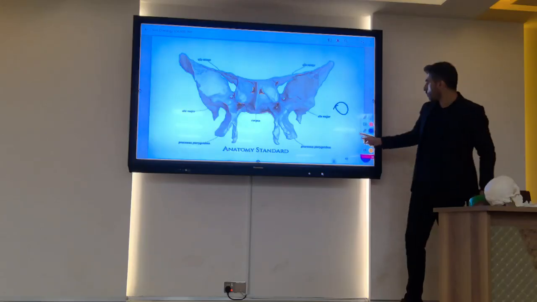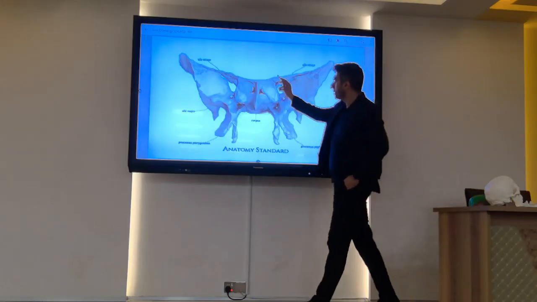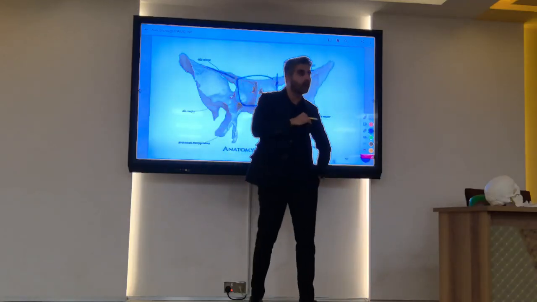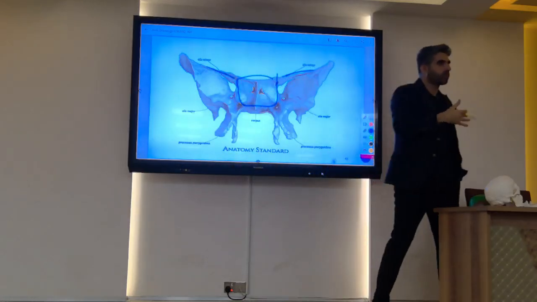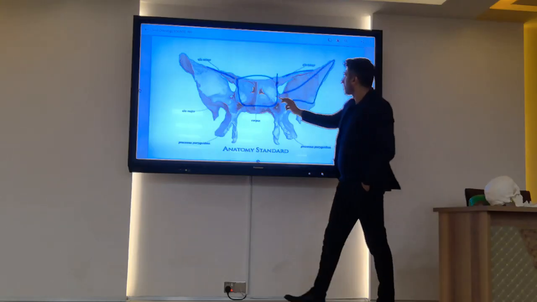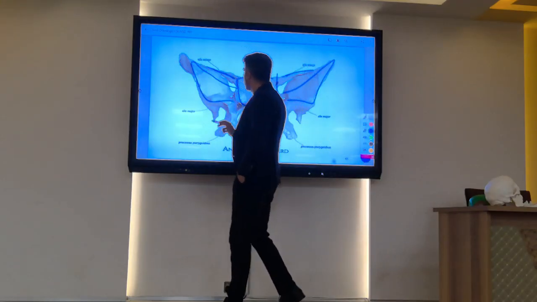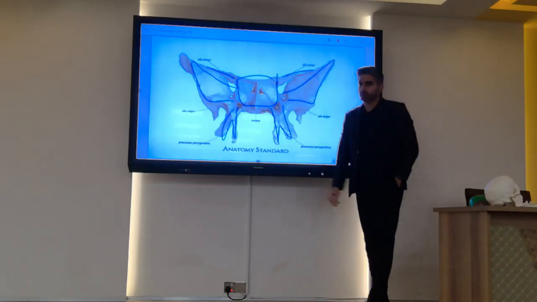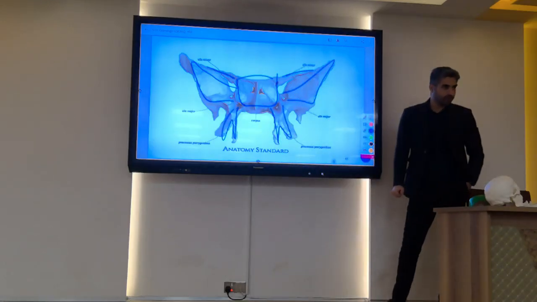Again, anterior view. Look at the body. Look at the lesser wing. You can say wing or ala. Ala also means wing. It's the greater wing. These are the pterygoid processes.